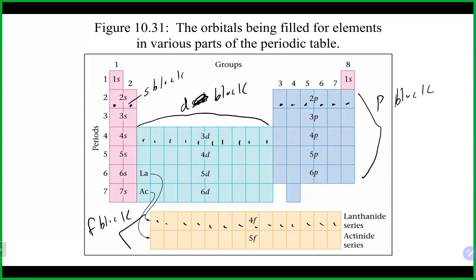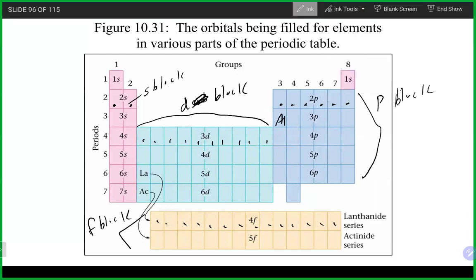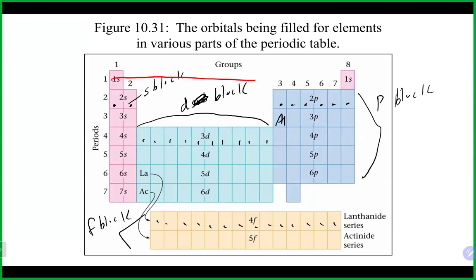So if you know what you're doing, you can just literally count it off as we just did aluminum, which is right about there. If we were going to count it off, this would be 1s2 to here. This would be 2s2, 2p6, 3s2, and 3p1 right there. That is basically how you can count it off. Now, we also talked about if you were to choose to do that, you do have to be careful.